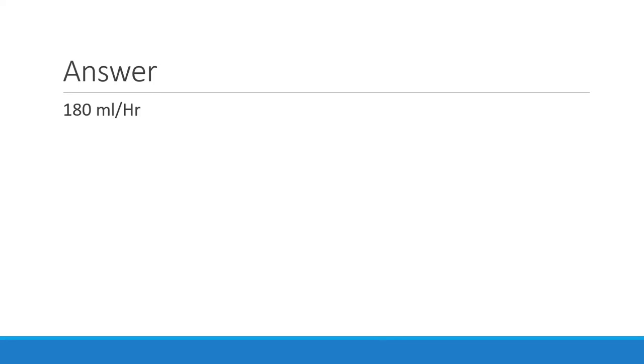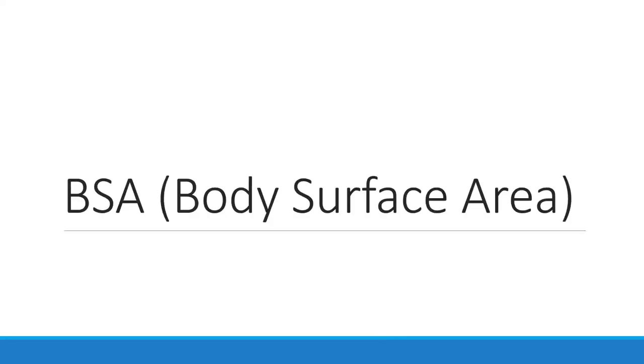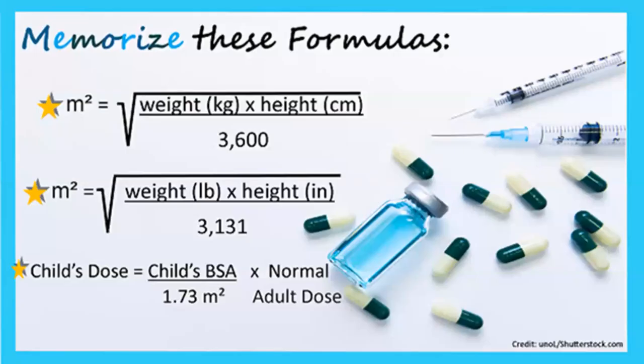And that's pretty much what you've got to do with those ones. Now, the next one is our body surface area. So our body surface area is the only one where you're going to have to actually memorize these formulas. So body surface area is represented by m squared. So m squared is weight in kilograms times height over 36, and then weight in pounds times height over 31.